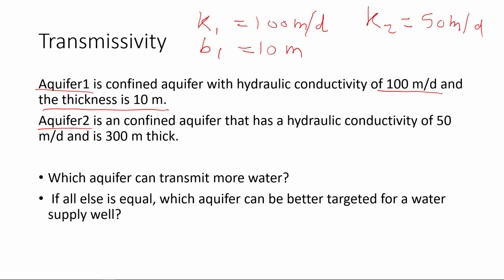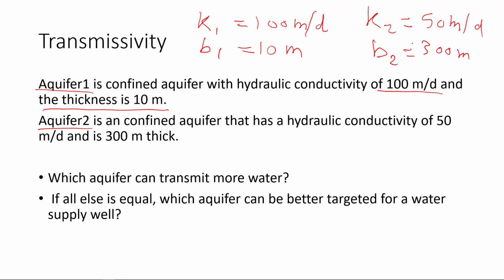What does lower hydraulic conductivity mean? It means its ability to transmit water is lower than this one. So this one has lower hydraulic conductivity. It cannot conduct or transmit water as well as this one. But this one has a B2 that is very thick. This one is only 10 meters, while this aquifer is 30 meters thick.